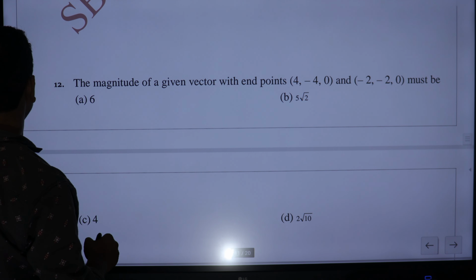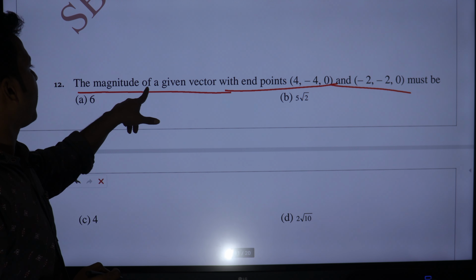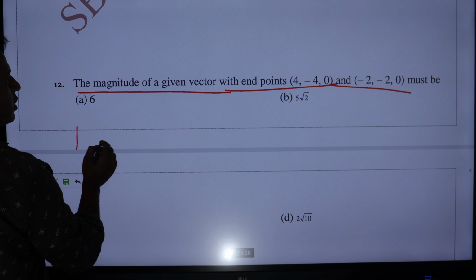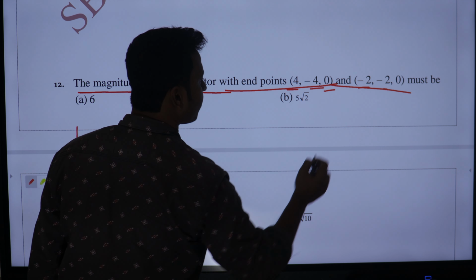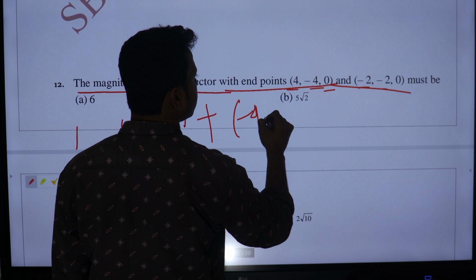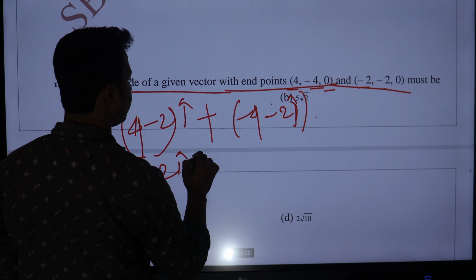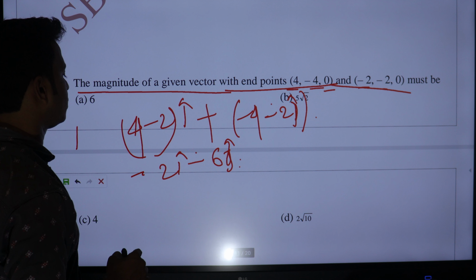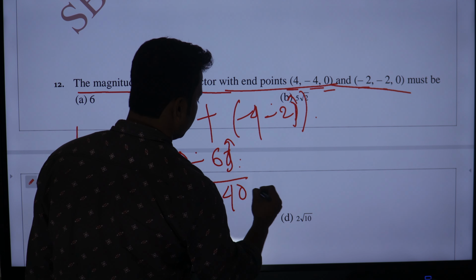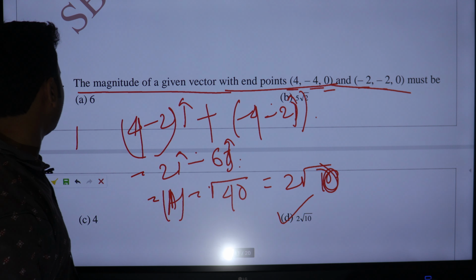Question number 12. The magnitude of this given vector is this. We have the magnitude of the given vector with this end point and this point. So we have to add these vectors and find the resultant vector. This is i cap, this is j cap, this is k cap. If we add, 4 minus 2 i cap, and minus 4 minus 2 j cap. So it will be 2i cap minus 6j cap. The magnitude is root of 36 plus 4, which is 40. 40 means 2 root 10. Okay, clear? Next question.